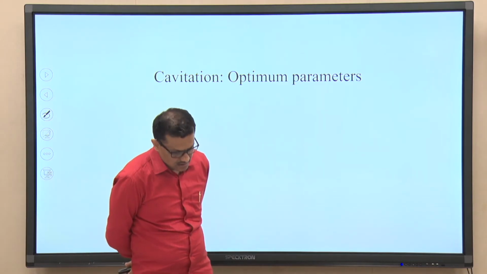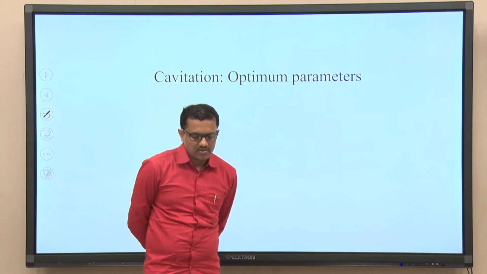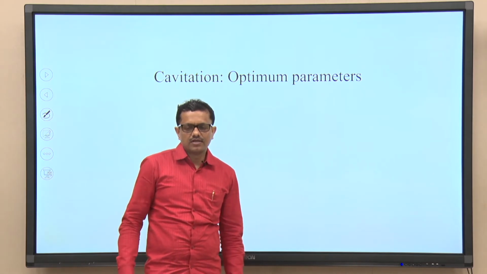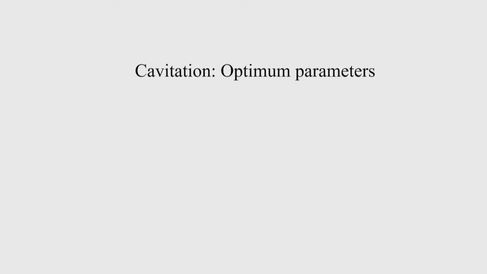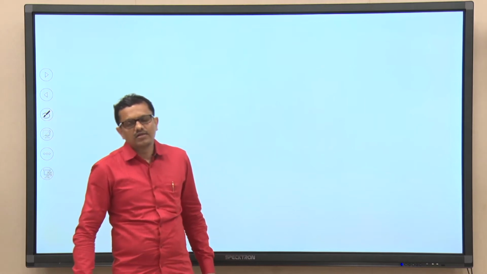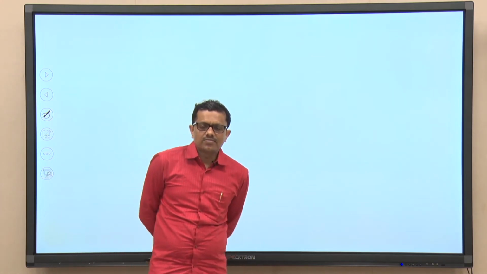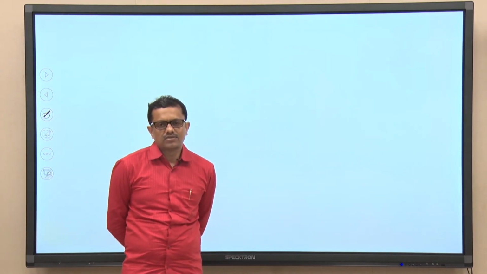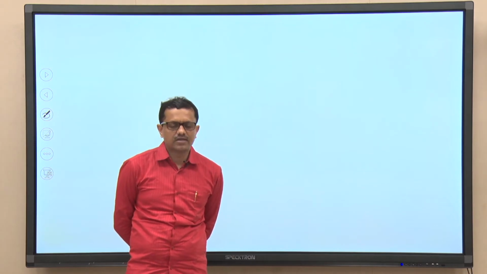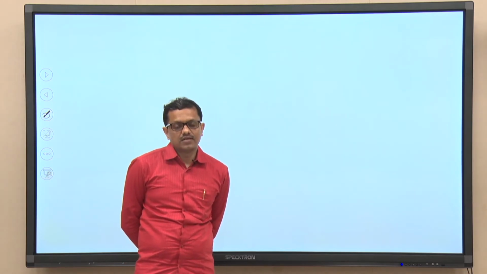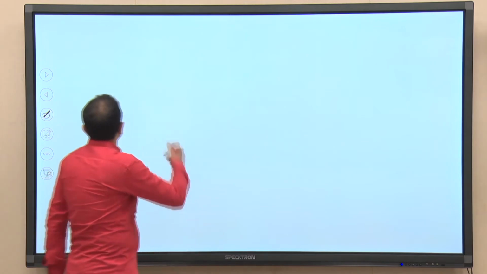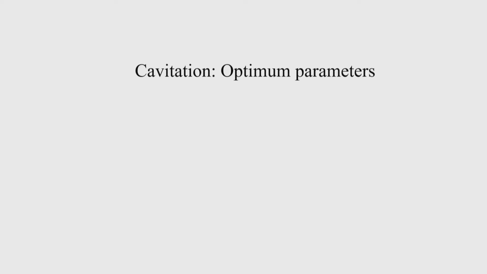Today we will discuss the optimum parameters, essentially to see the prevention of cavitation, which is not desirable at all. If you try to recall, in the last two lectures we have discussed the onset of cavitation, and we also tried to identify the critical factor known as the Thoma cavitation factor, and we have seen when and why this cavitation occurs. So, today we will be discussing the optimum parameters.